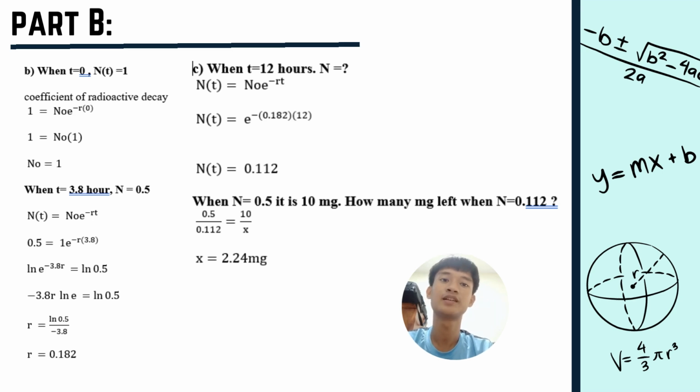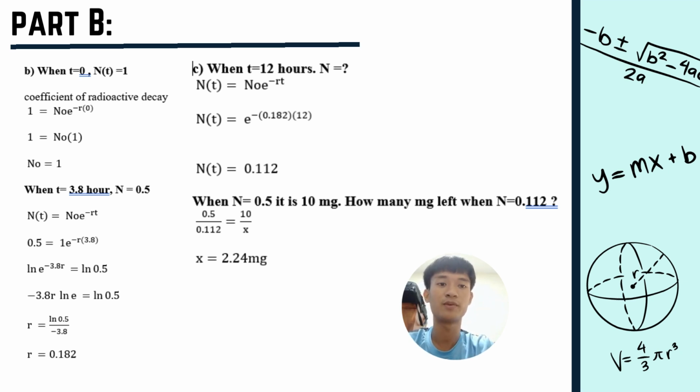So question C, they gave us t time equals 12, t is 12, but they never give us n, so they ask us to calculate n, which means after 12 hours, how much amount of the drug is left in the body? That is the question demand. So we can simply write n at t time equals e to the power of 0.182, which is r, multiplied by t. t is 12 hours. So we can get n at t time is 0.112.